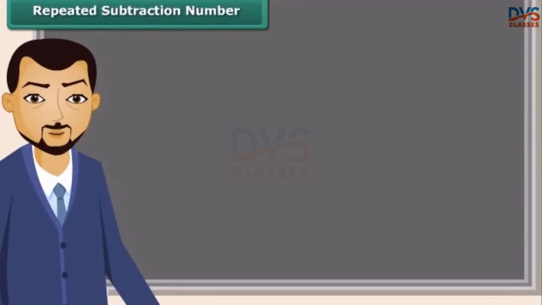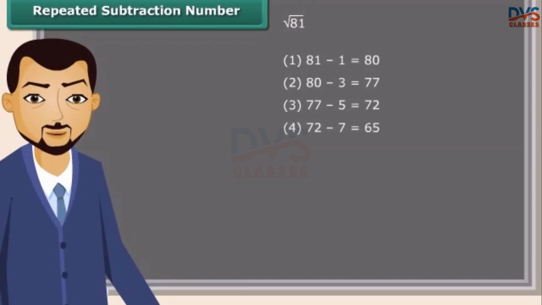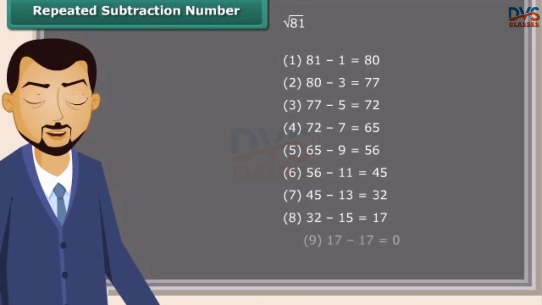We can find the square root of a given number using repeated subtraction method. It is really easy. Consider the square root of 81. Just subtract successive odd numbers from 81, starting from 1 till the difference becomes 0. So you have noticed it took 9 steps to get the difference as 0. Therefore, the square root of 81 is 9.